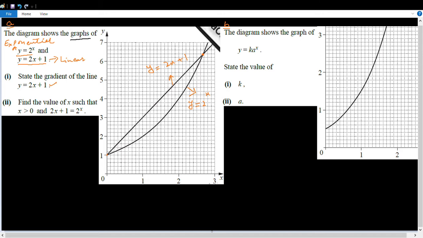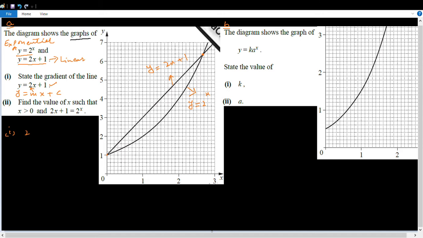The first part is to state the gradient of the line y is equal to 2x plus 1. Because this is a linear equation, quickly you will compare it with this equation. So m stands for gradient and m is 2 here, so the answer of the first part is 2.